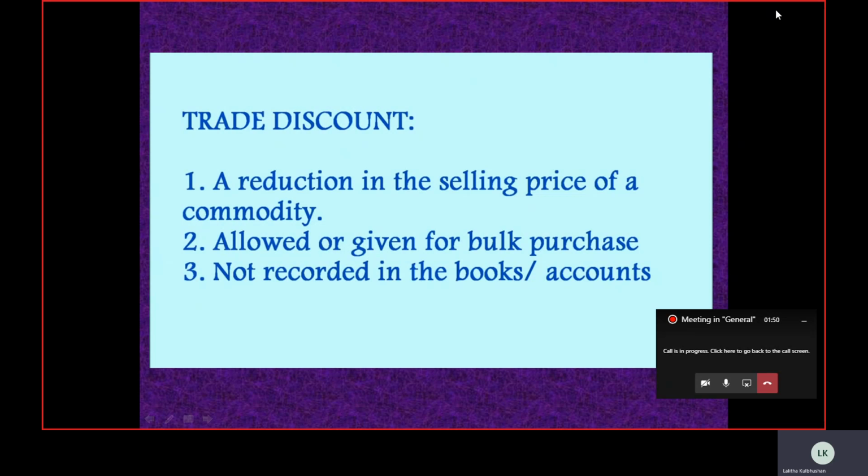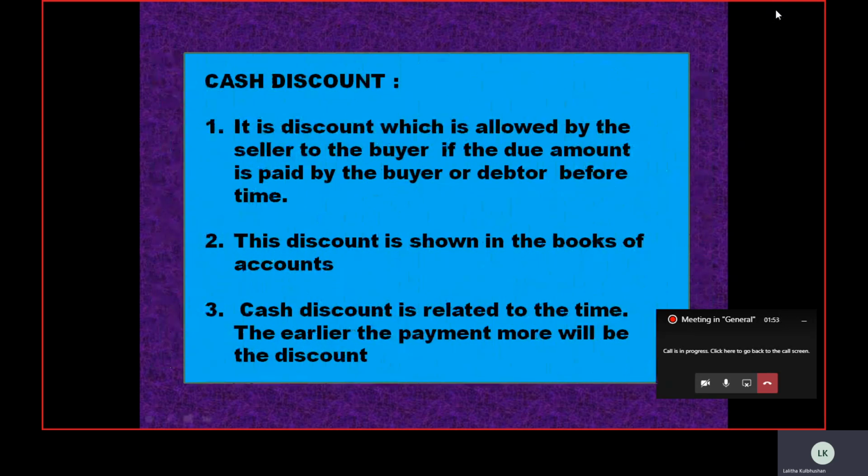Now the next discount we are going to discuss here is what we call a cash discount. This cash discount is a discount which is generally allowed only in the case when prompt payment is received from the debtor. In other words, we can say the cash discount is an inducement given to the buyer or the debtor, so that they can make quick payment of their due amount to the company or to the seller. That is what we call a cash discount.